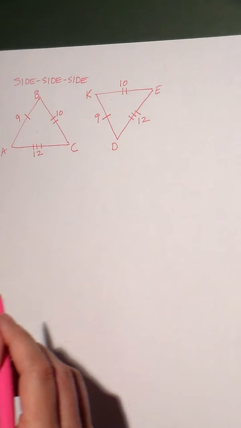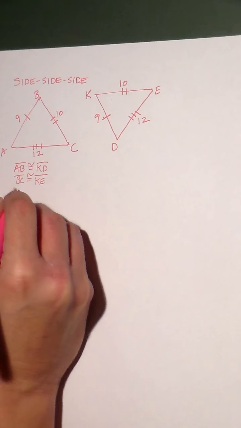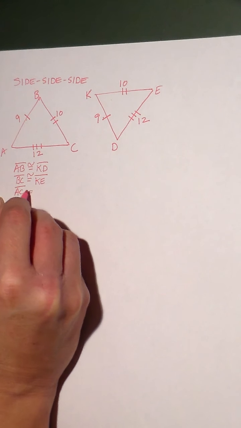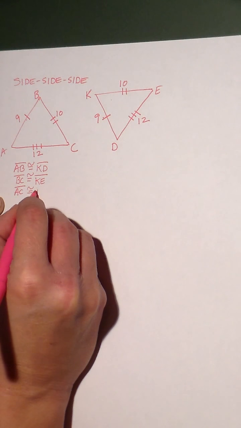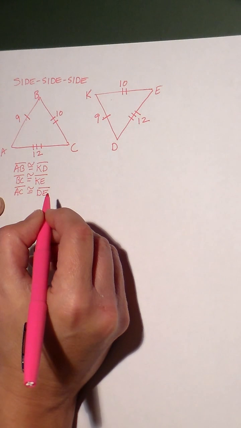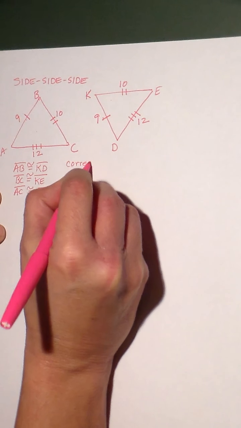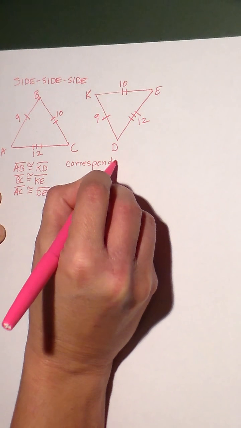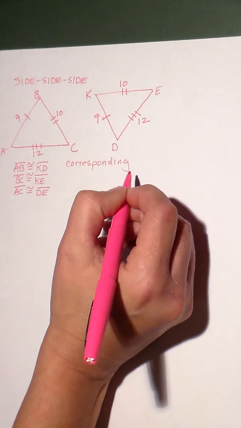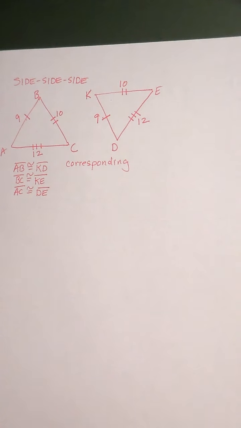AB is congruent to KD. BC is congruent to KE. And AC is congruent to DE. So I've got three pairs of corresponding sides that are congruent.